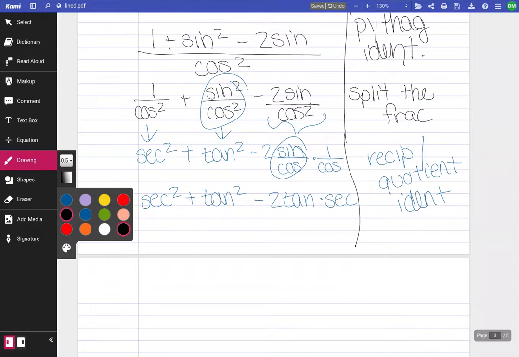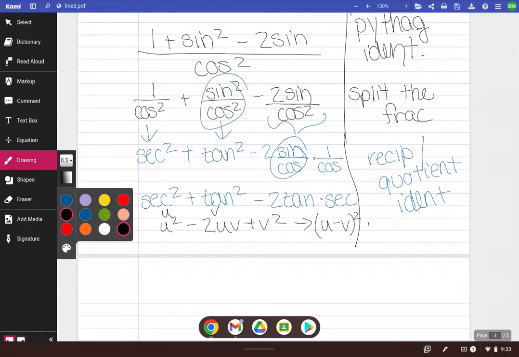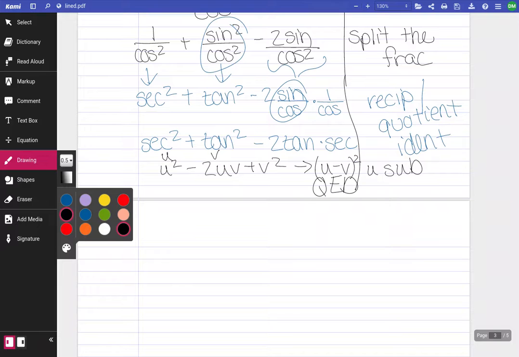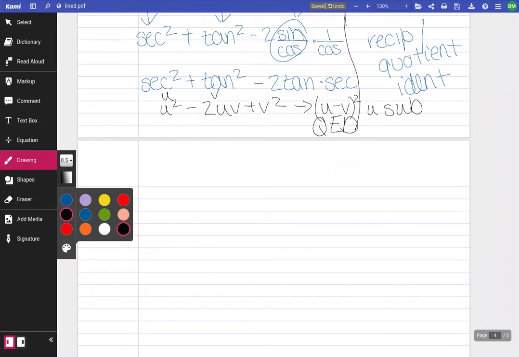And I know this looks disgusting, but it really is factorable. So if it was u for secant and v for tangent, I would essentially have u squared minus 2uv plus v squared, and that would factor into u minus v quantity squared. And then we can replace that with secant and tangent, and we are done. But I ran out of paper, so I'm just going to write QED here. All right.